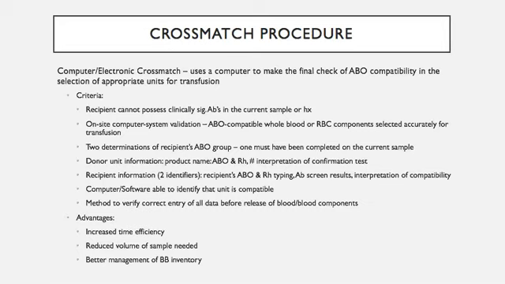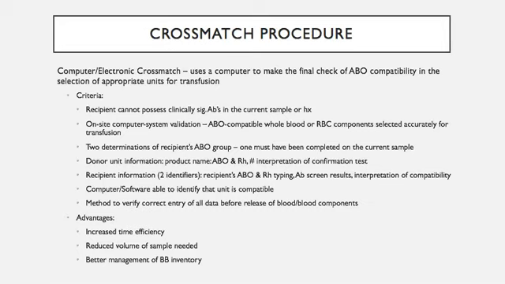So ABO compatible whole blood or red cell components have to have been selected accurately for transfusion by the computer system. There have to be 2 determinations on file of that recipient's ABO group. One must have been completed on the current sample, and then the second either has to be a history of the patient's ABO and RH from a previous visit, or you have the option of doing the second determination at the same time, but it has to be from a different sample.